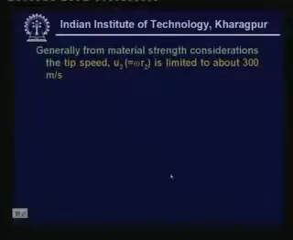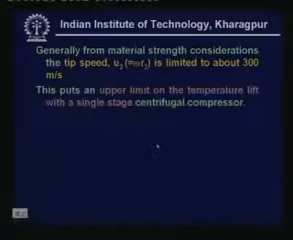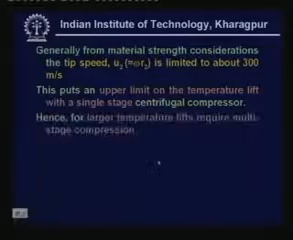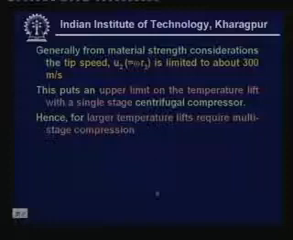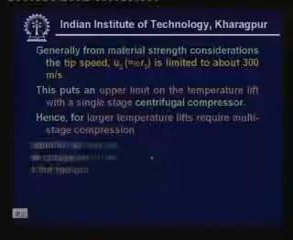Generally, from material strength considerations, the tip speed is limited to about 300 meters per second. This is an industry standard; normally in industry they do not exceed these speeds. So this puts an upper limit, as I have already explained, on the temperature lift with a single stage centrifugal compressor. Hence, for larger temperature lifts we require multi-stage compression.